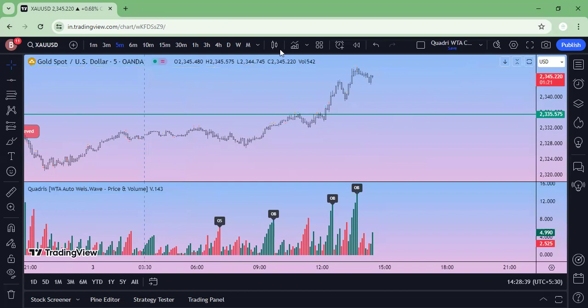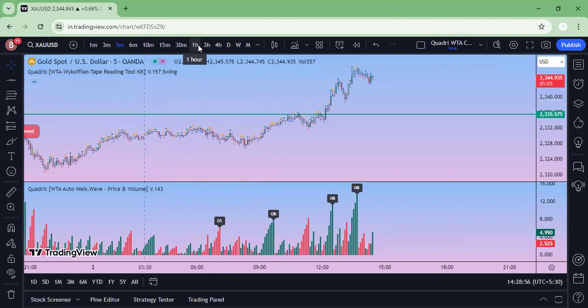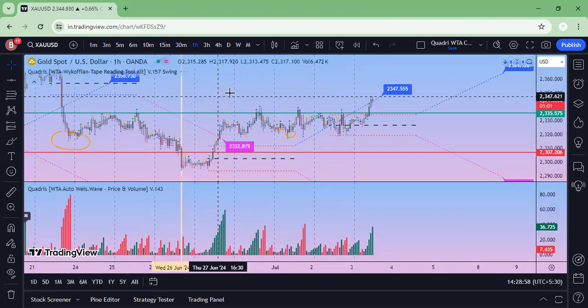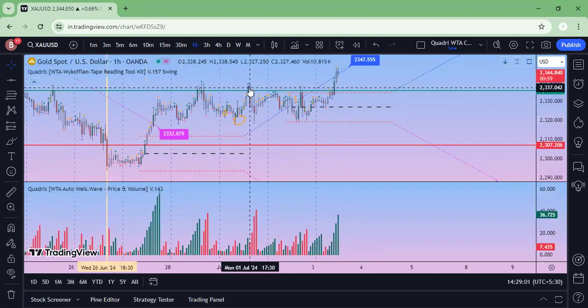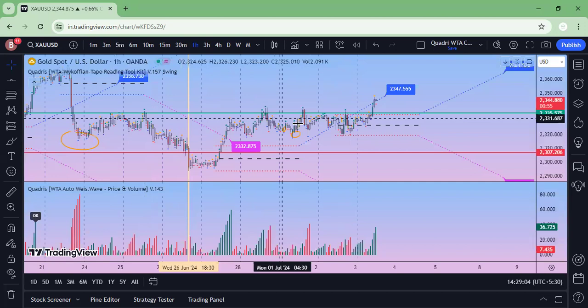So I'll apply version 157. Which one is the swing version? This is the swing version. For the swing version, I recommend people to go on 1 hour. This is the 1 hour version.